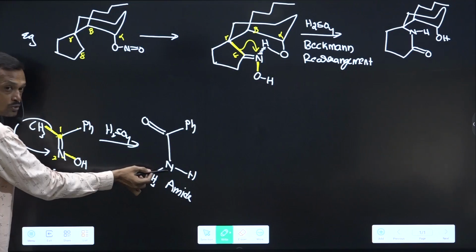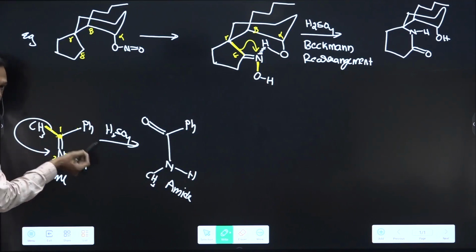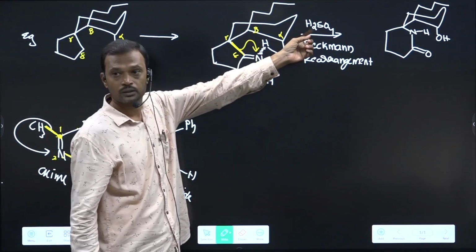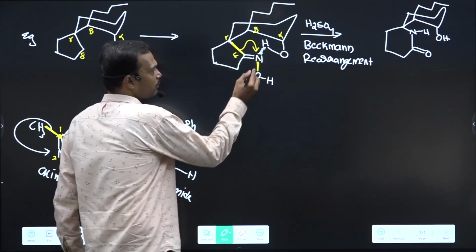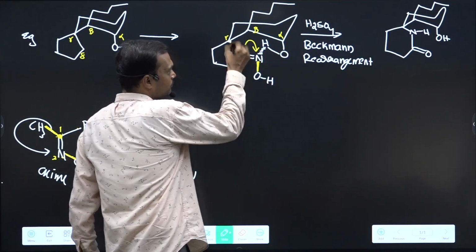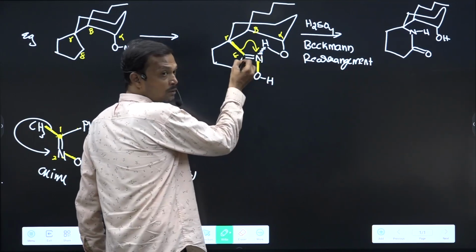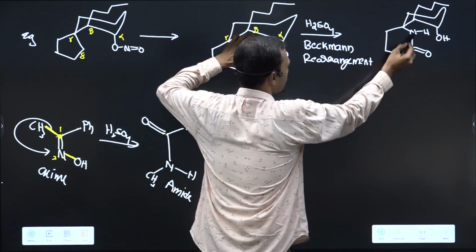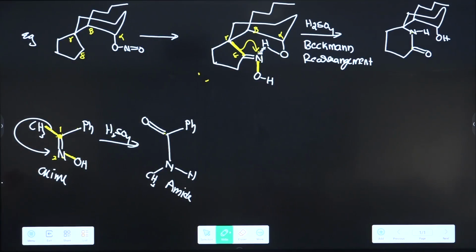Then methyl attaches to nitrogen. Then this carbon carries a positive charge. That carbon reacts with a water molecule and forms carbonyl. So they won't mention water separately. If H plus and water are separately given, that is called Beckmann only. Okay? Simply break the bond exactly opposite to hydroxy. This is a bond opposite to hydroxy. This attaches to nitrogen. And this carbon becomes carbonyl. So this carbon is this carbonyl and this attaches to nitrogen. Conversion of oxime to amide is called Beckmann rearrangement. So this interconversion is very, very important.